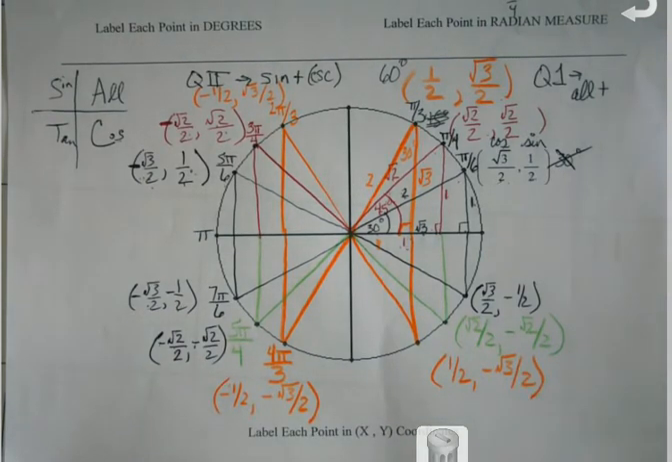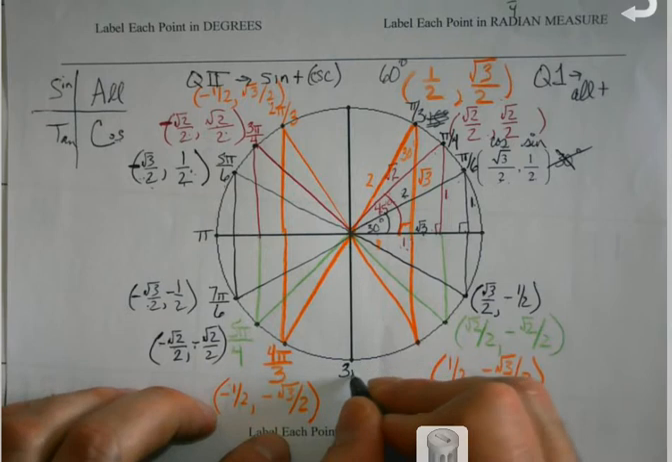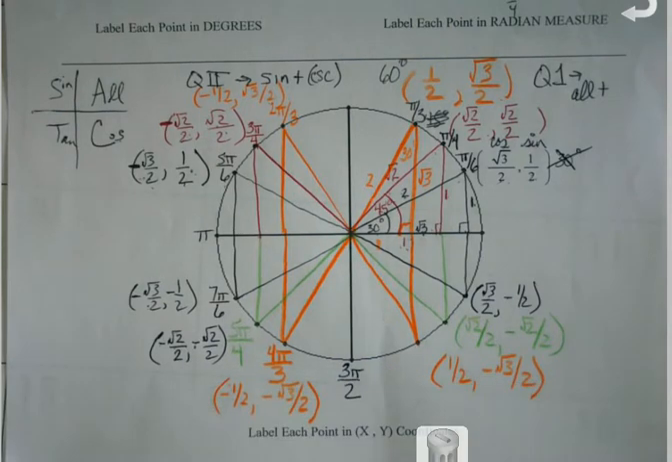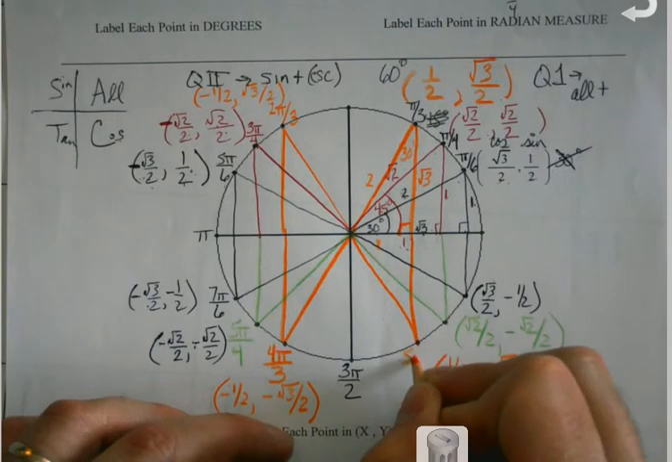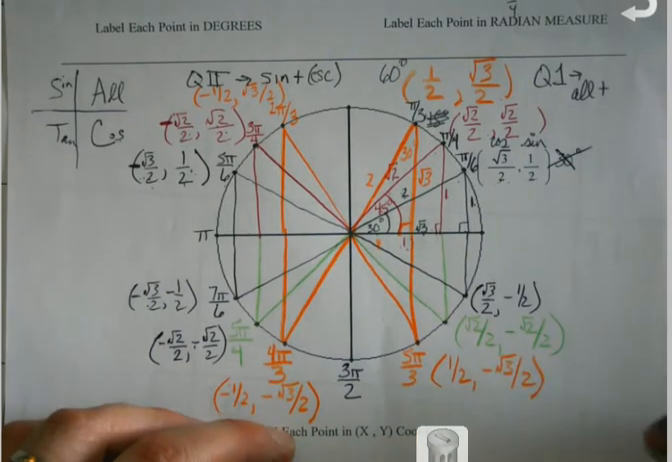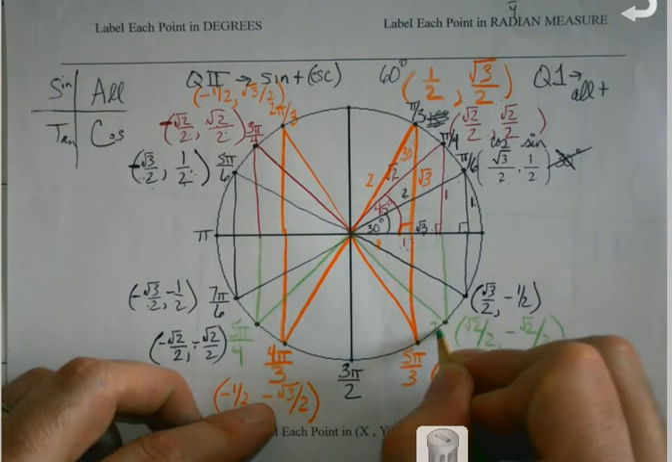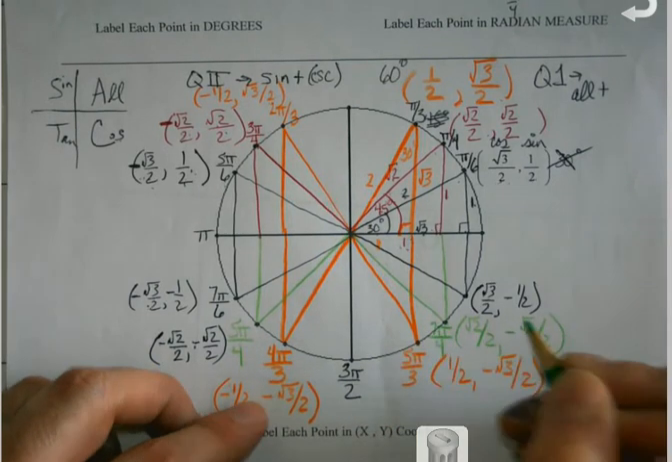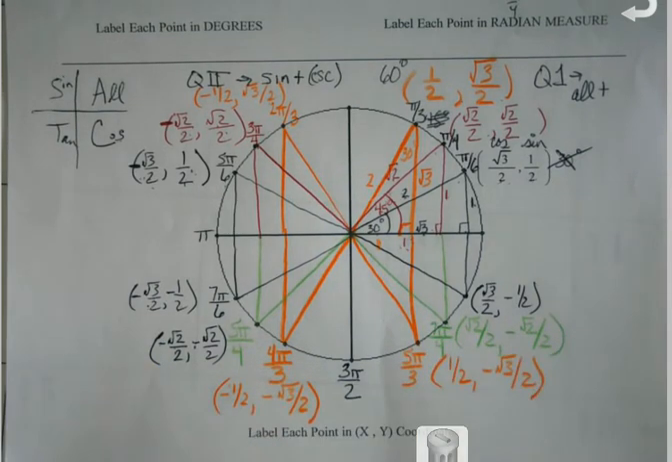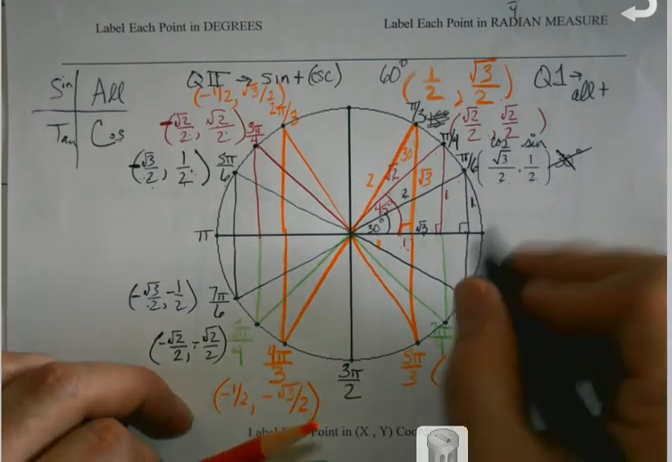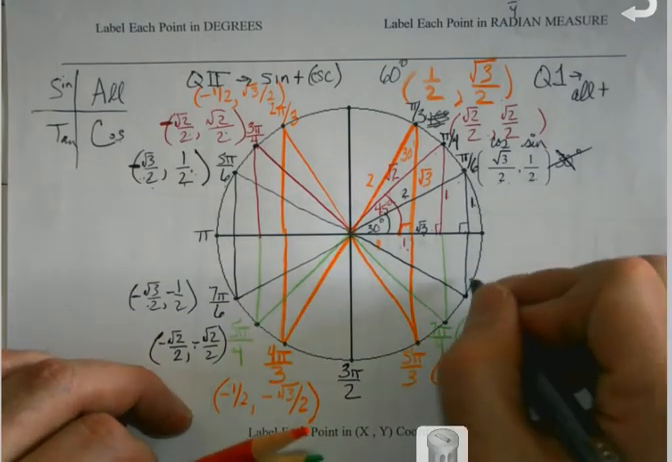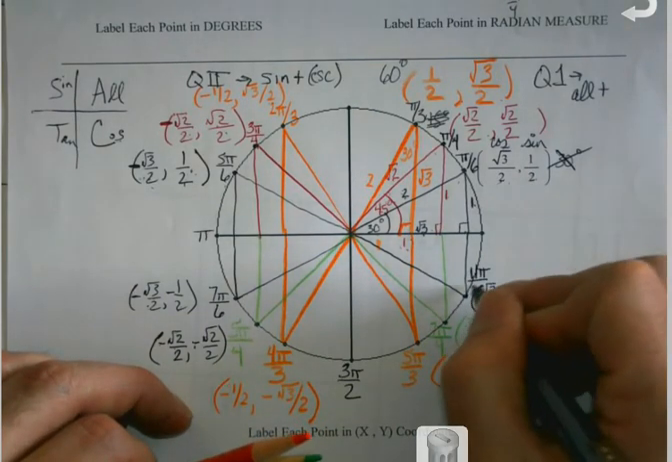And then again, we'll get our angle measures in. So it's 3 pi over 2, 5 pi over 3, 7 pi over 4, and we'll squeeze in 11 pi over 6 up here.